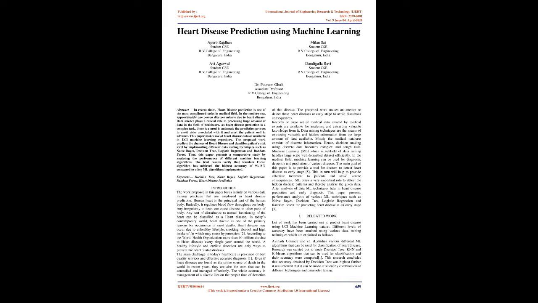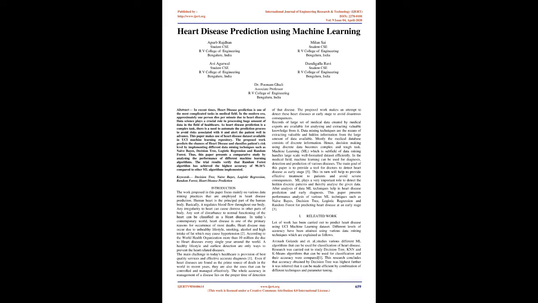ML plays a very important role in detecting the hidden discrete patterns and thereby analyzing the given data. After analysis of data, ML techniques help in heart disease prediction and early diagnosis. This paper presents performance analysis of various ML techniques such as naive Bayes, decision tree, logistic regression, and random forest for predicting heart disease at an early stage.